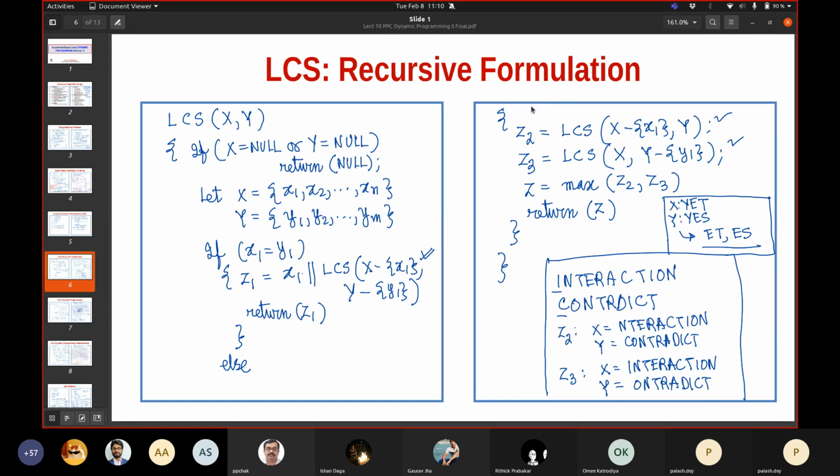So is everybody convinced that this will yield the longest common subsequence? Yes or no? Anybody who has a doubt, please ask. So I'm assuming nobody has a doubt. So Palash, can you kindly move to the next slide?